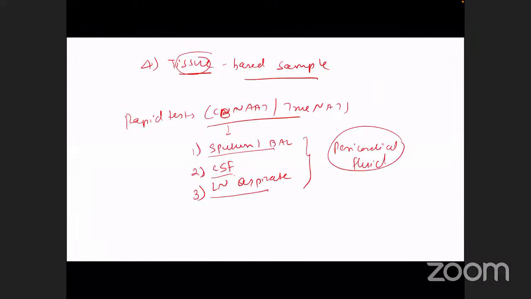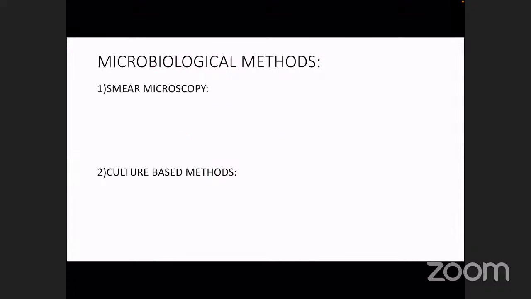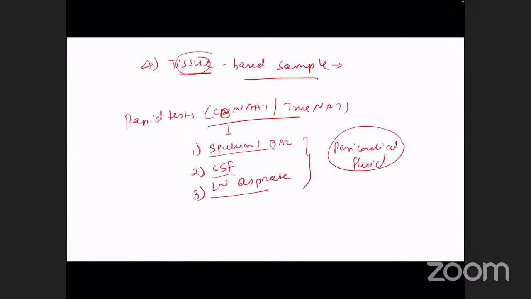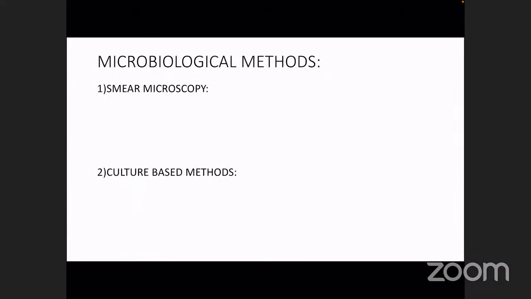When I say tissue-based sample, we'll be discussing it in the upcoming slide. Now we have discussed the samples. Now we'll be discussing the methods. Obviously, I'm not going to go into detail of the microbiological techniques of doing all these things, but we have 2 methods, that is ZN stain and the other. Obviously, both are acid-fast staining methods.